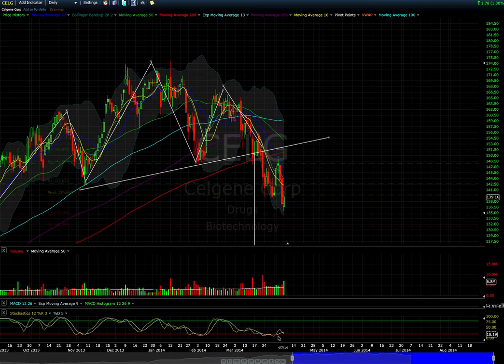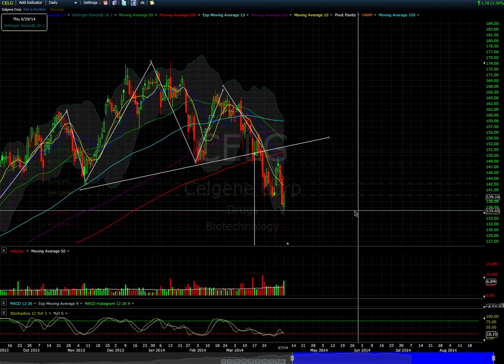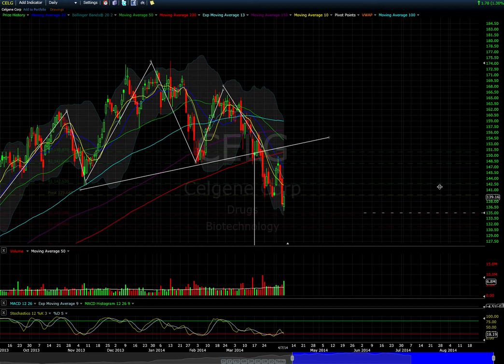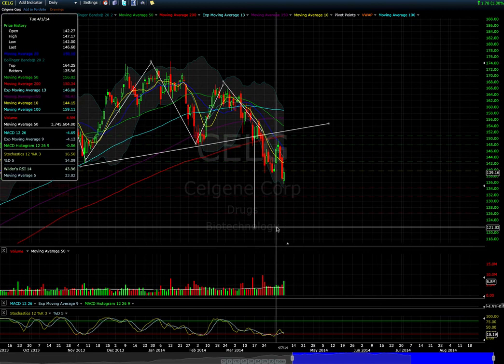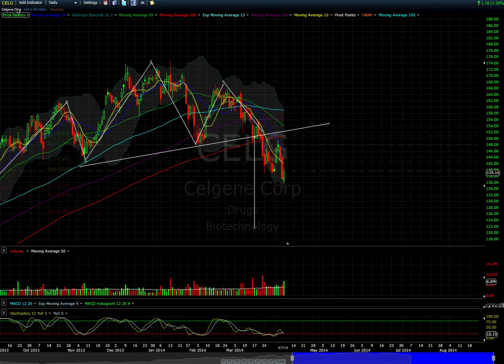But notice you're oversold, so it's always prudent to take profits on the way down and then reshort it on the bounce. Let's see if it ultimately hits target, which on this chart is currently at 120 on CELG. So look for that target to get hit on the downside. Okay, is there anything else I want to take a look at really quick? It's got to be something else.